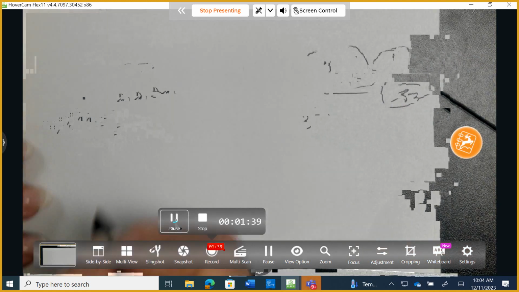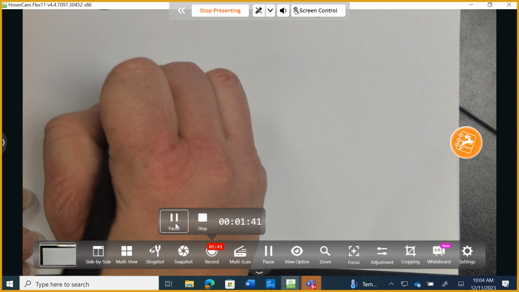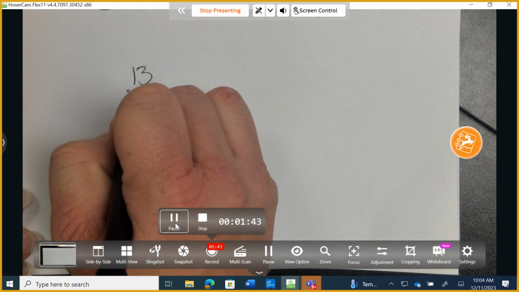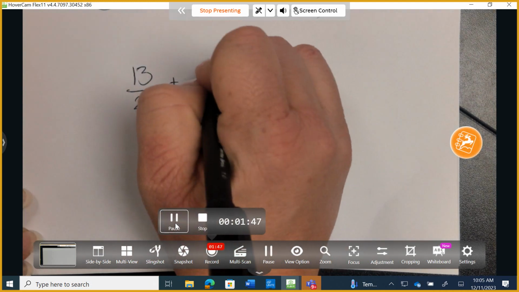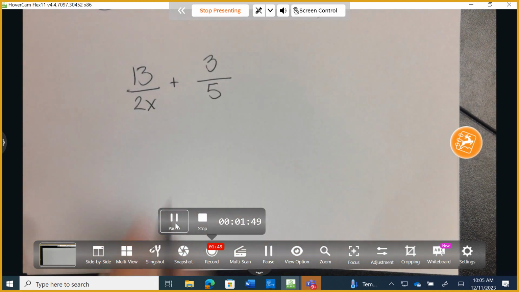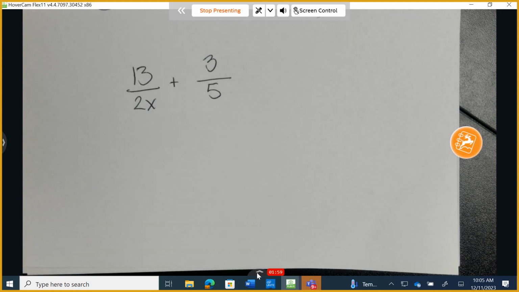Second type of problem. We are going to go with 13 over 2x plus 3 over 5. Again, we have more than one way we can achieve this, and I'm going to demonstrate both ways. You will not have to demonstrate both ways. I just want to show you both.